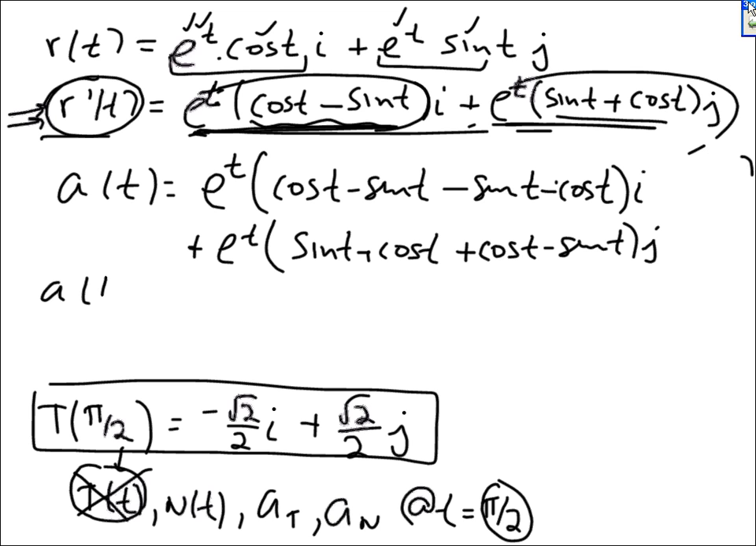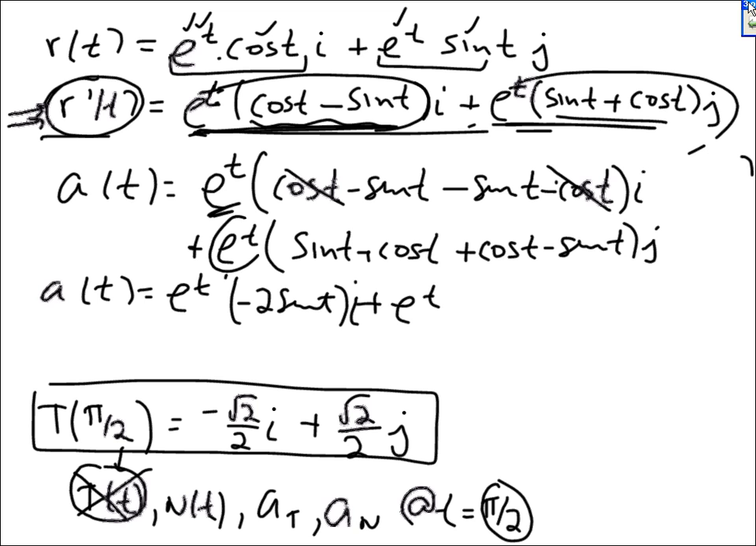So a of t just happens to be e to the t, right there, and this canceled out. So we're basically taking away 2 sine of t. That's in the i direction. Plus e to the t, and this canceled out. So we get cosine t plus cosine t, better known as 2 cosine t.